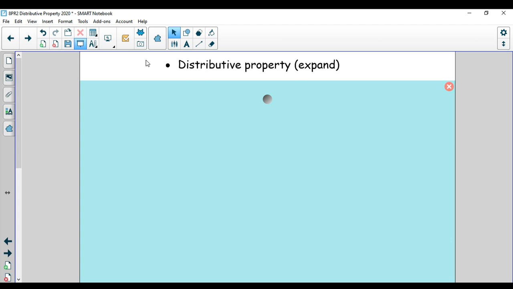Hello, grade 8. We are going to look at distributive property. Now, distributive property is sometimes called expanding. We're going to expand the question. Let's take a look at an example.